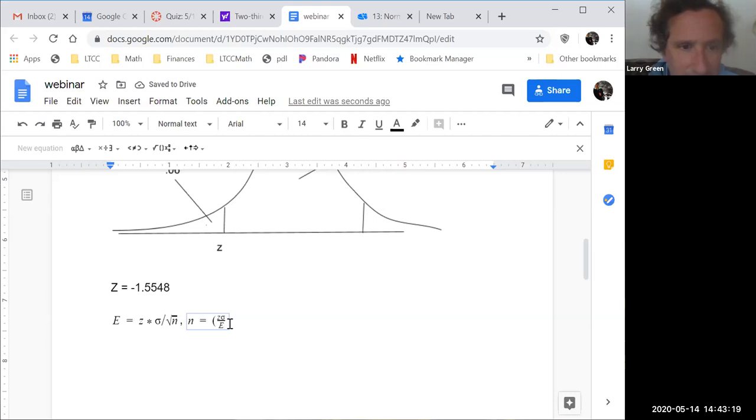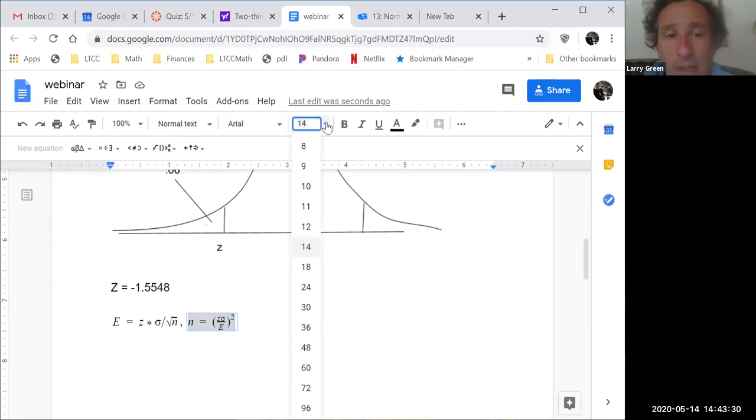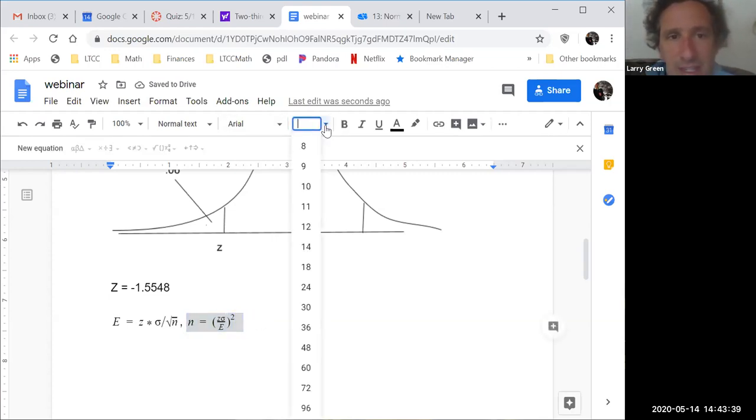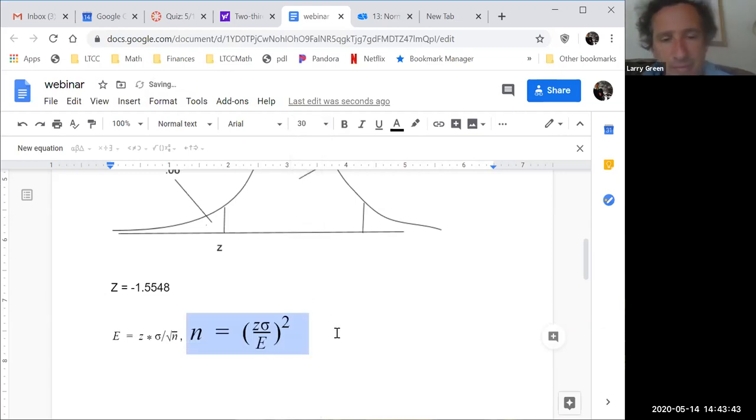Yeah, it does, good. Squared. Let me take that and make it a lot bigger because that's the formula that we need. And that's always going to be the formula when you want the sample size necessary to be able to have a margin of error that's not too big if you know the standard deviation.